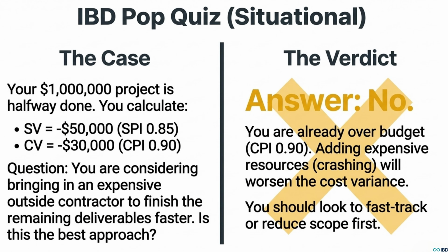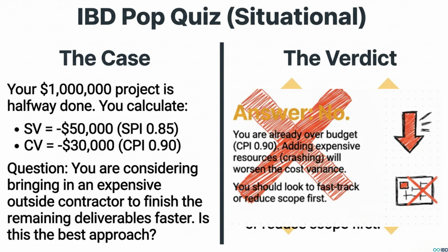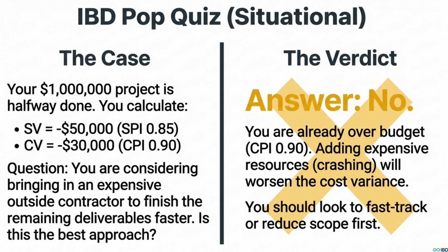Okay, what's the verdict? The answer is absolutely not. No way. And why? Because your CV is negative 30,000. Your CPI is already less than 1. It's 0.90 to be exact. You're already over budget. Throwing an expensive contractor at this is like pouring gasoline on a fire. It's just going to make the cost problem way, way worse. The smarter plays here would be to look at fast tracking or maybe even reducing the scope.